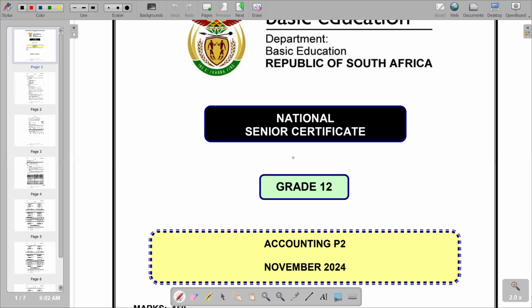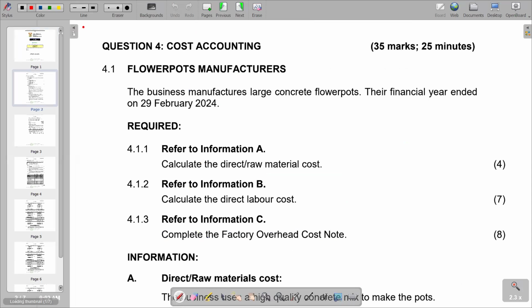We have a question paper for November 2024, and we are going to look at a question from paper two. Our question is on cost accounting. The question consists of 35 marks and requires you to spend on average 35 minutes. The question is on flower pot manufacturers, and the business manufactures large concrete flower pots. Their financial year ended on 29 February 2024.